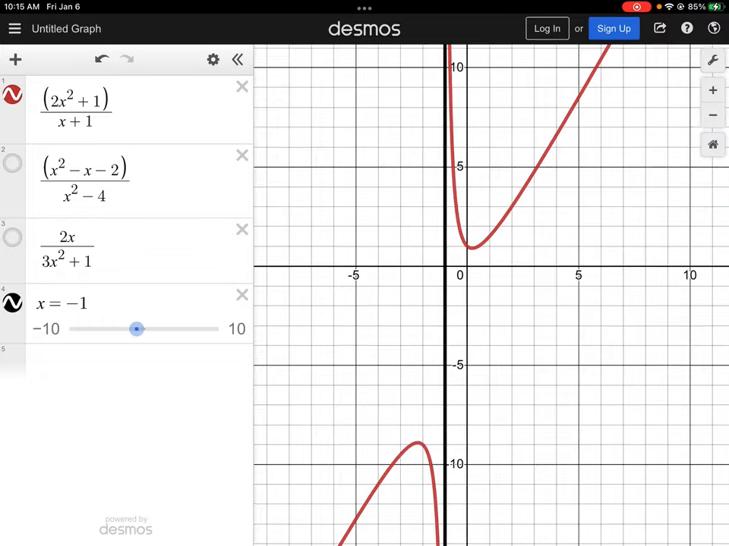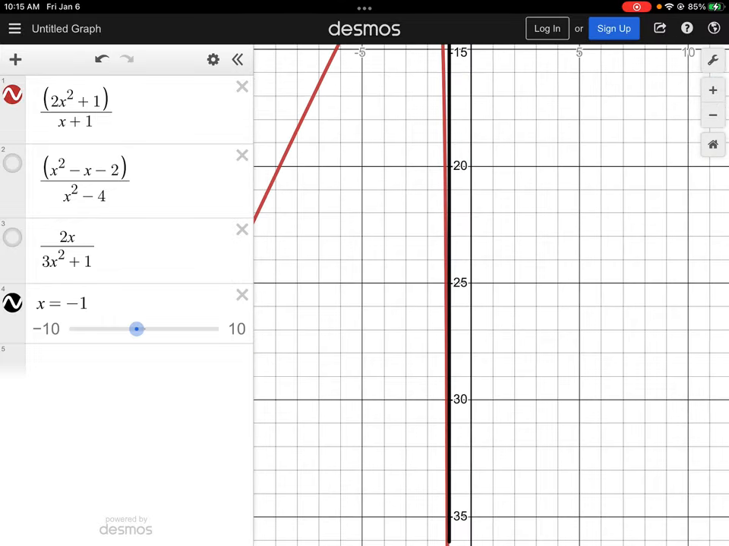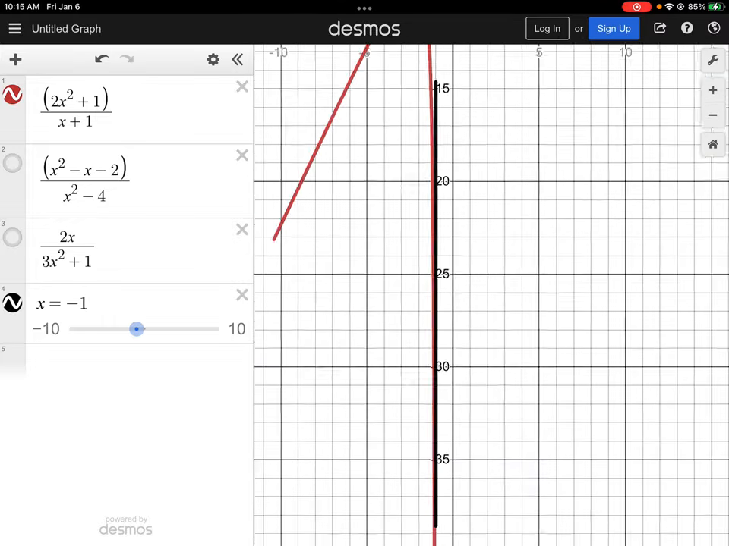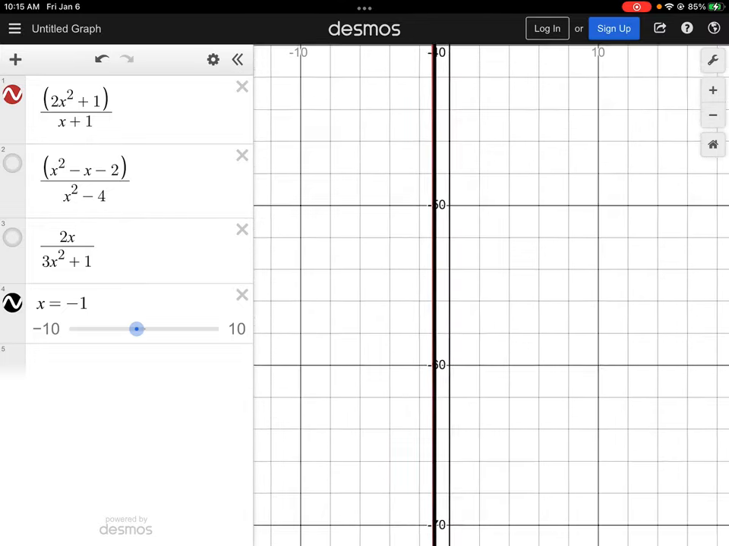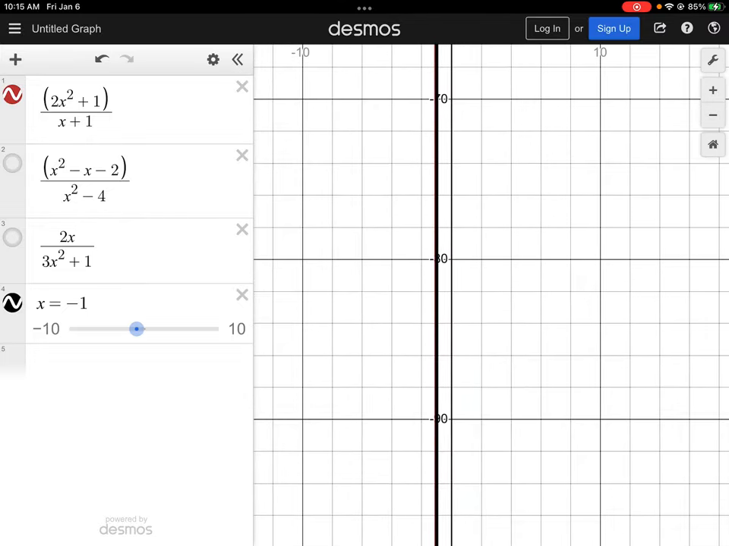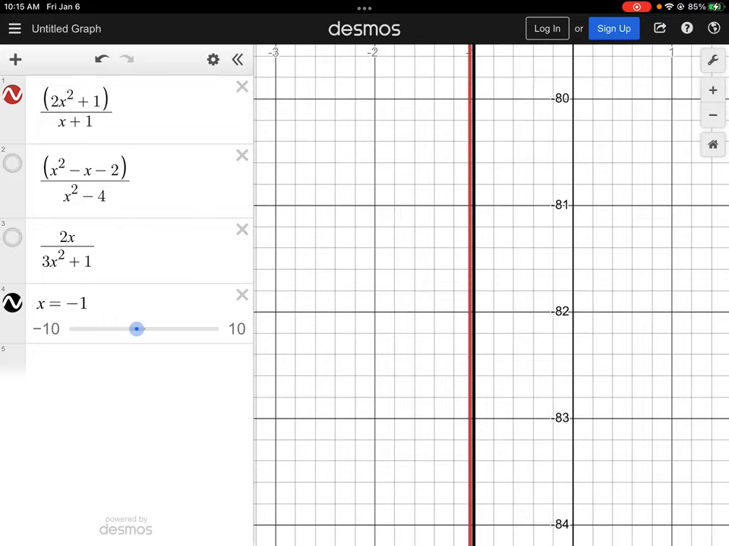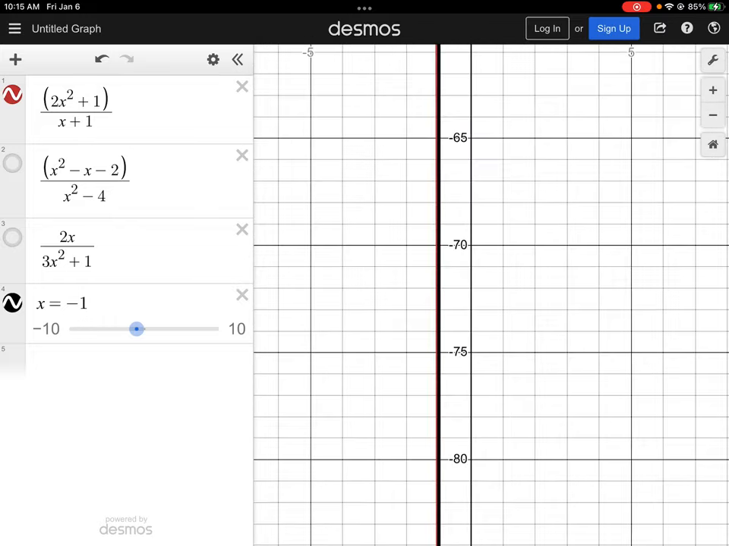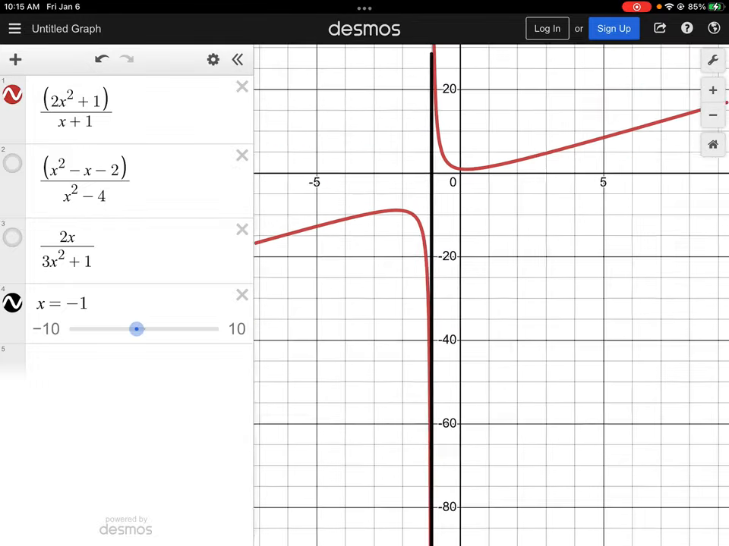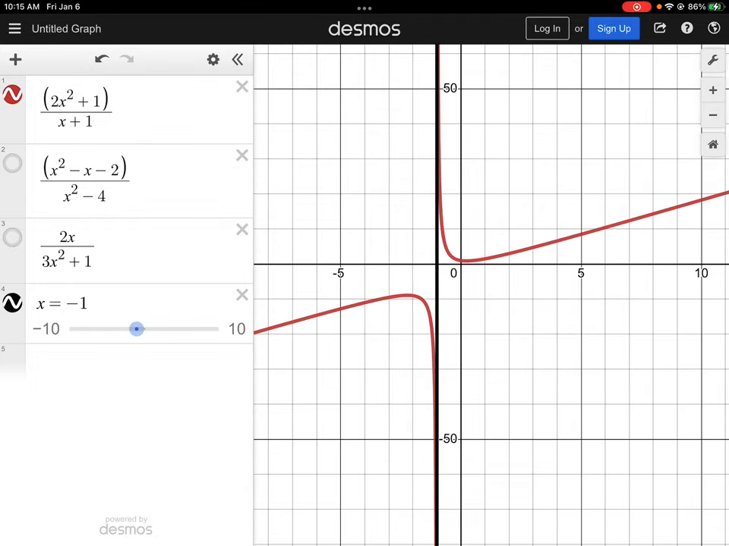And that's going up in the positive y direction. The same thing exists in the negative y direction. As I scroll down, okay, it looks like it is crossing it, but as I zoom in, you can see that that's not the case. So that vertical asymptote means the function gets really close to it from the left side, and it gets really close to it from the right side.